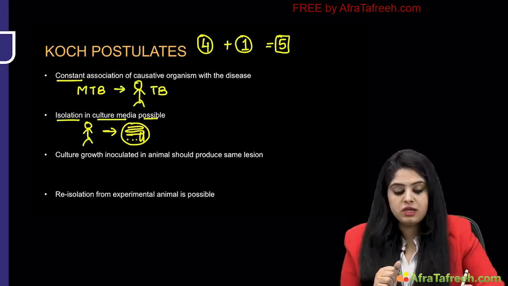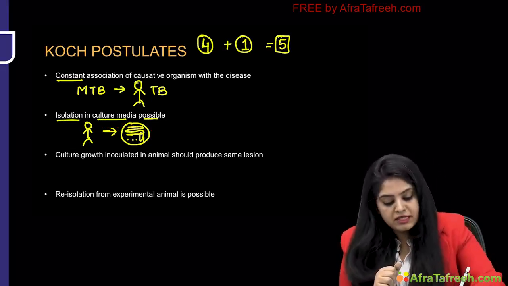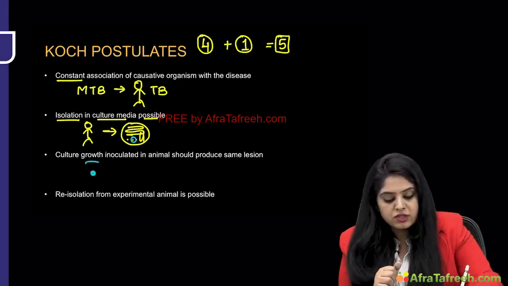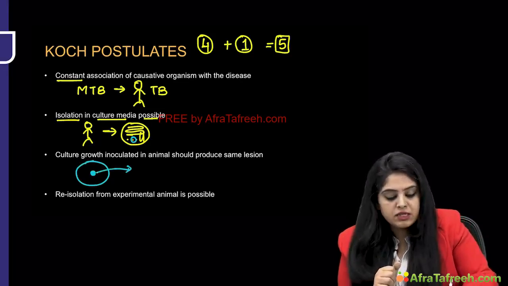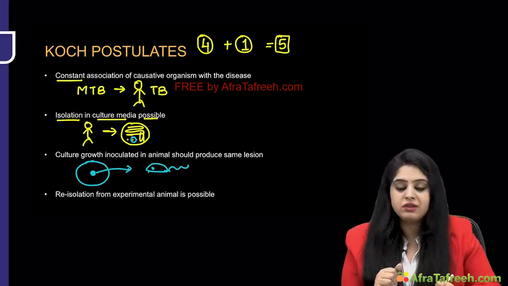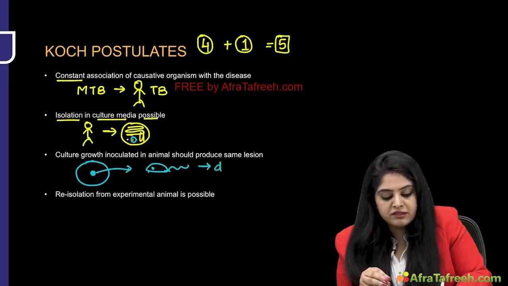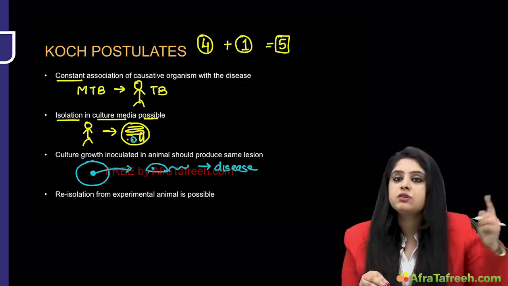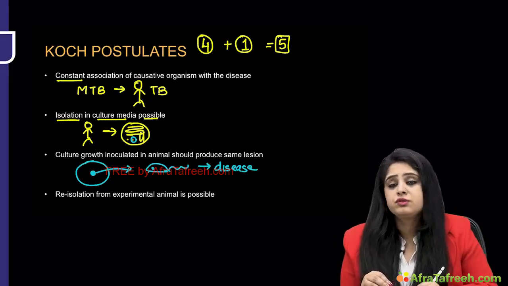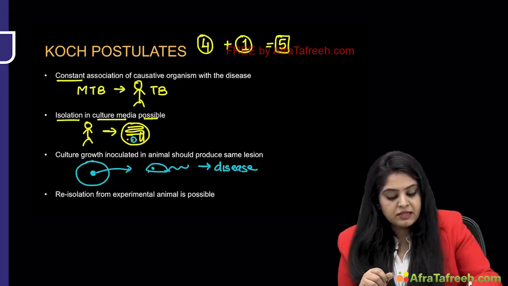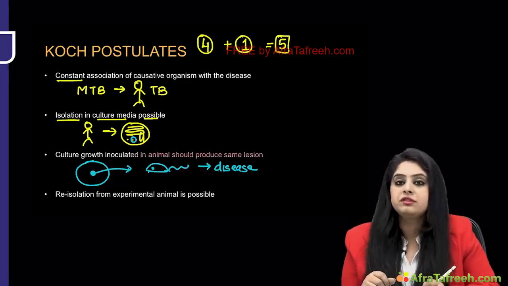Now that you've grown it in the culture media, from this culture media, if I take a little bit of the colony and put it into an animal, let's assume the favorite animal for all lab tests, the rat or the mouse, it should cause the same disease. For example, if in humans it had caused TB, then in the animal also it should cause the same disease. It can't cause leprosy all of a sudden, okay? So remember, there is a constant association in the animals also where it is going to cause the same lesion.